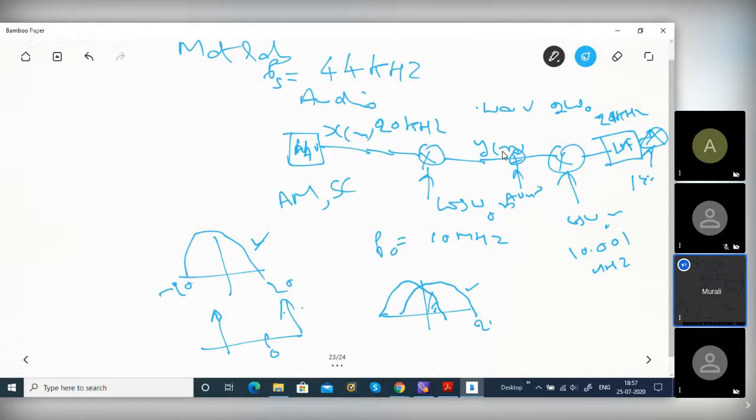But if you want, I can teach that also, how to design a filter. Are you interested? Yes, sir. Okay. Using MATLAB, I can design actually. You can specify and you can design a filter actually.